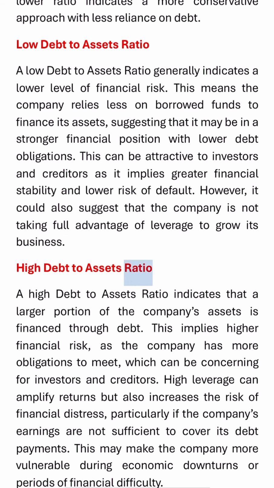High debt-to-assets ratio. A high debt-to-assets ratio indicates that a larger portion of the company's assets is financed through debt. This implies higher financial risk, as the company has more obligations to meet, which can be concerning for investors and creditors. High leverage can amplify returns, but also increases the risk of financial distress, particularly if the company's earnings are not sufficient to cover its debt payments. This may make the company more vulnerable during economic downturns or periods of financial difficulty.